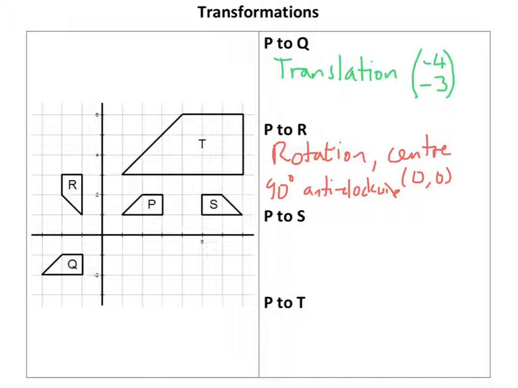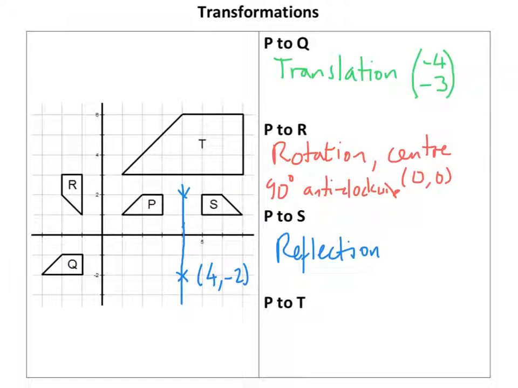Next one, P to S. Now, that's quite clearly reflected in this line. So you've got 2 marks for this, and it would be reflection. And you need a line of reflection, a mirror line. Now this point here, if I choose all the points, so that point would be, what is it? It's 4, minus 2. If I chose that point, it would be 4, 2. If I chose that point, it's 4, 0. What you should be noticing is the first number in each coordinate on that line is 4. So the first number in a coordinate is always the x coordinate. So it's reflection in the line x equals 4.